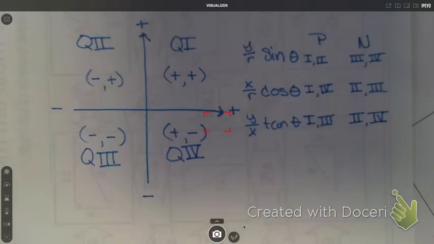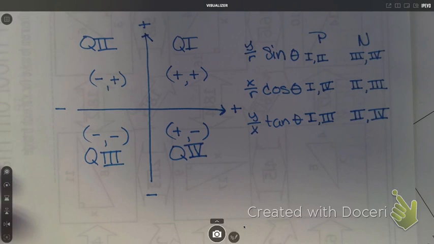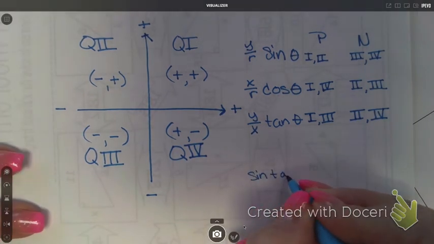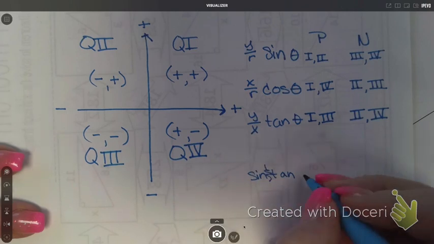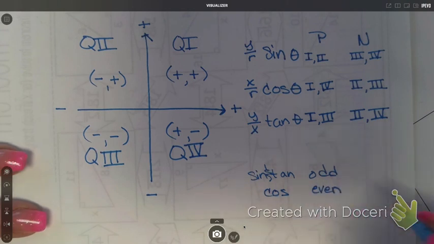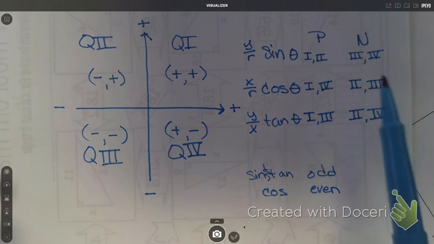Yes. Now, I've just let you know, they say that sine and tangent are odd functions, and cosine is an even function. And I'll explain to you why in a second.